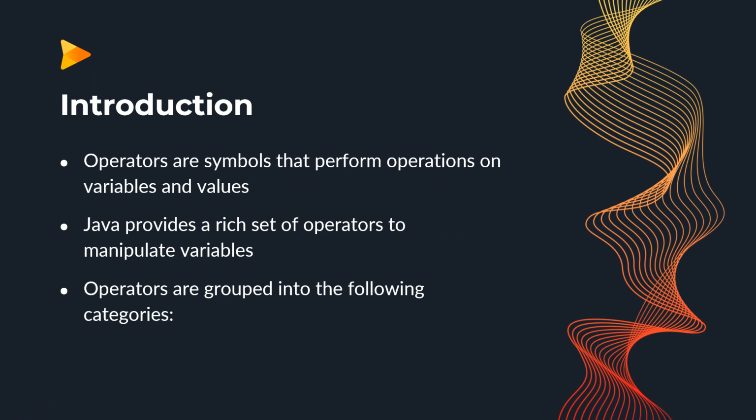Operators are simple symbols that perform operations on variables and values. As the name suggests, operators perform operations on variables and values. Java provides different types of operators to manipulate variables. There are various types of operators in Java, and operators are grouped into the following categories. Now we will discuss the various types of operators.